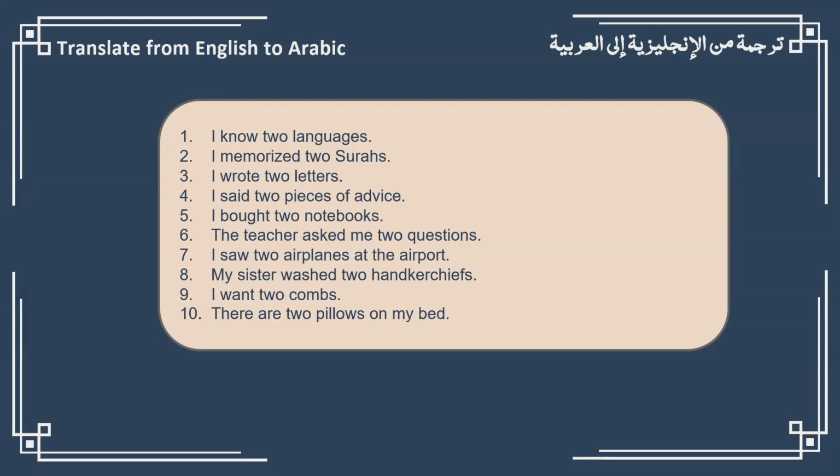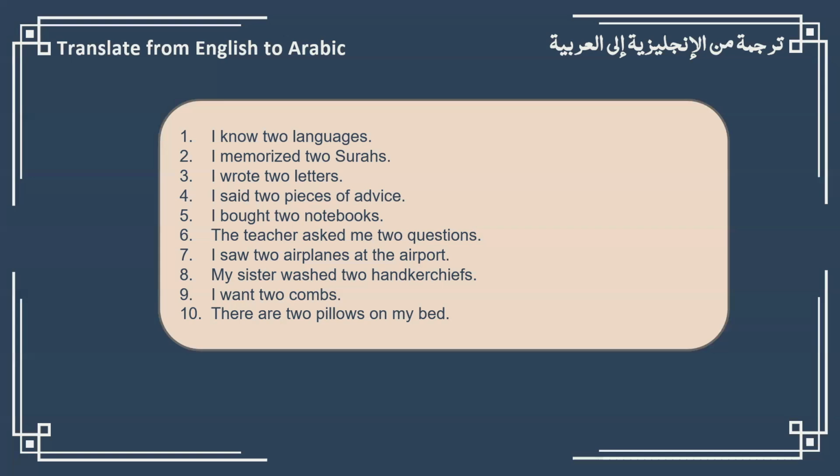I saw two aeroplanes. رأيت. Saw means past, so we will not use it in the beginning. رأيت طائرتين في المطار. That's okay, but the correct construction will be رأيت في المطار طائرتين.